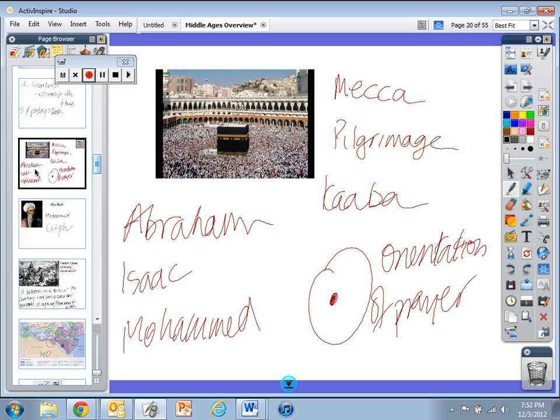Okay, this one's an easy one. Mecca, the pilgrimage, Kaaba. Who goes there? Why? How long? Orientation of prayer. You always have to pray towards Mecca, remembering that great movie that we saw, Black Hawk Down.